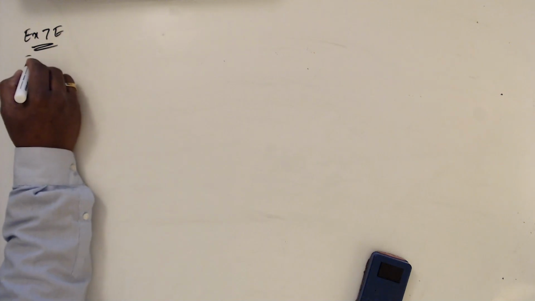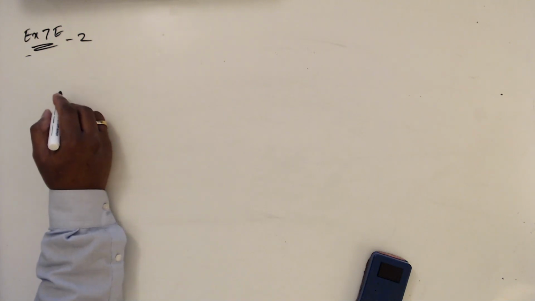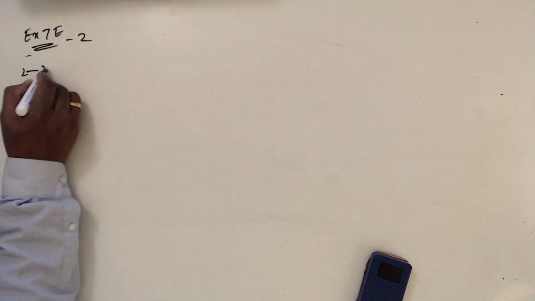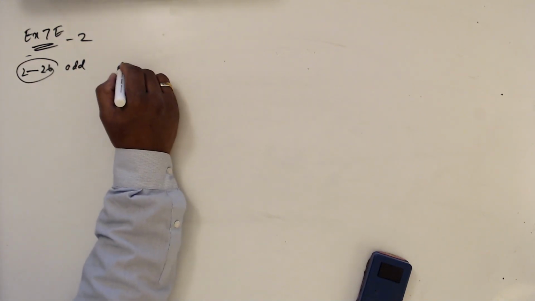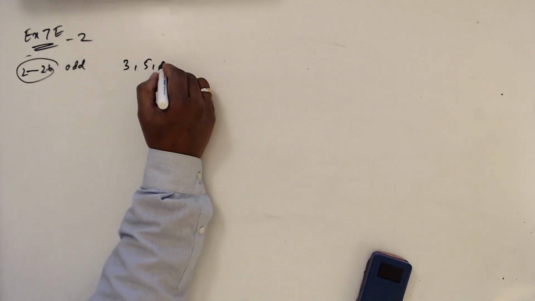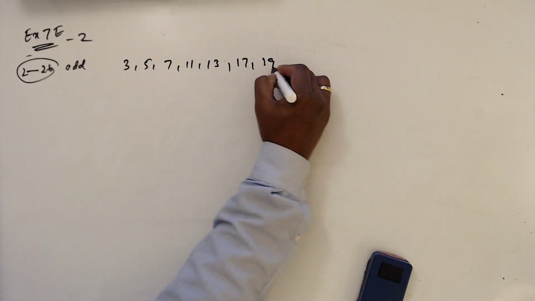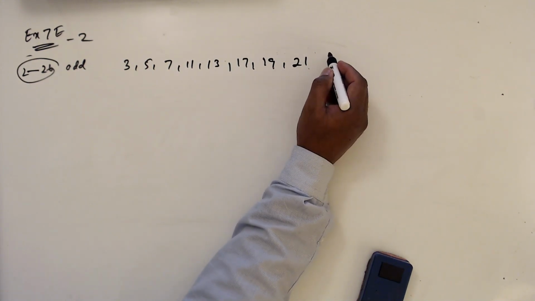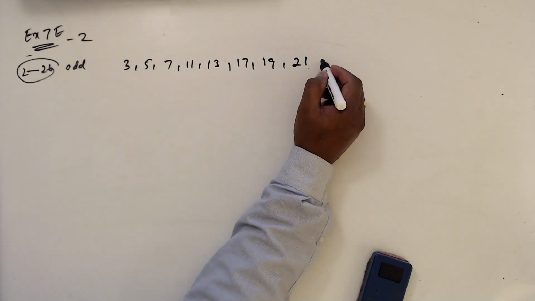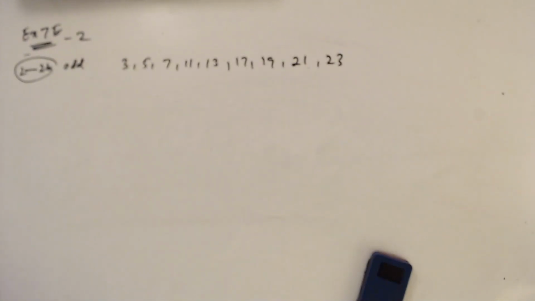Question number 2. We want to prove that every odd integer between 2 and 26 is either prime or a product of two primes. So what are the odd integers between 2 and 26? 3, 5, 7, 11, 13, 17, 19, 21, and 23. Actually, we can divide into two cases.